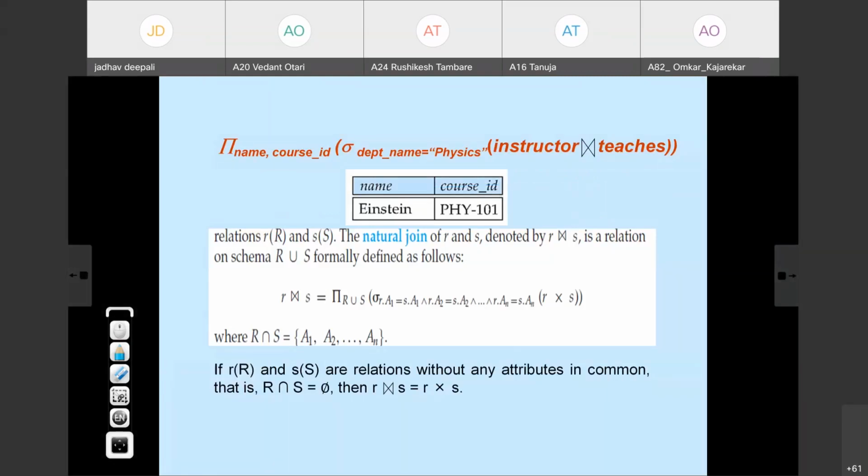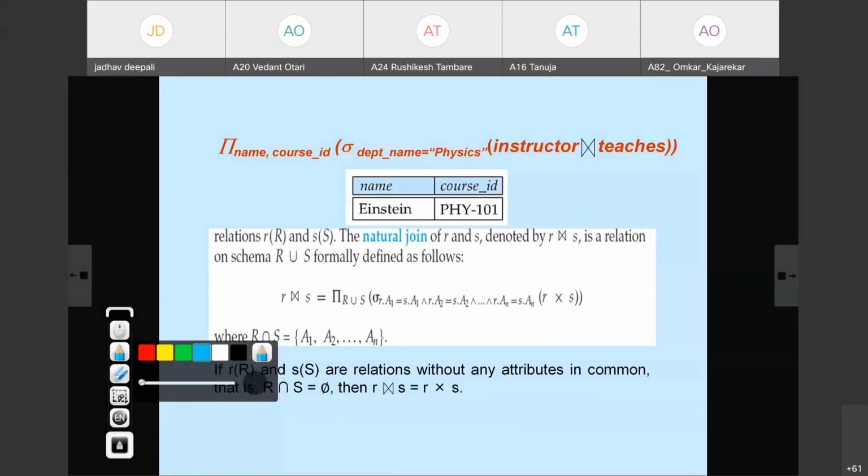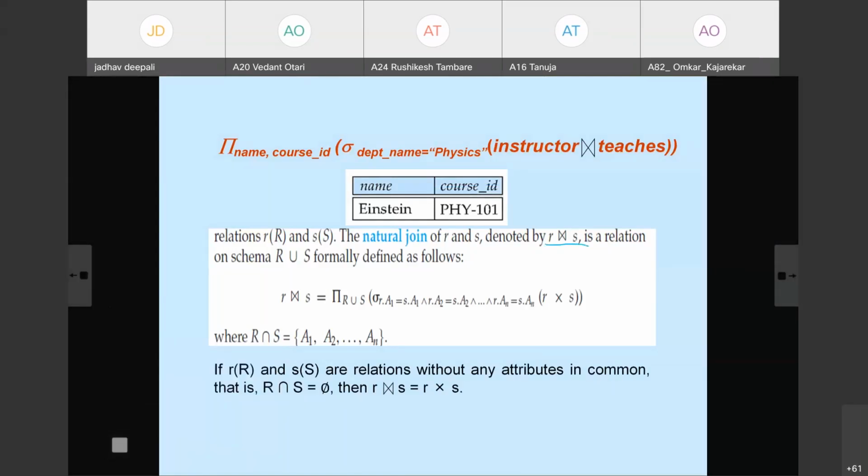Now the formal definition of natural join for relations R and S. The natural join of two relations R and S, denoted by R natural join S, is a relation whose attributes are R union S. All the attributes from both relations, and the union automatically removes the duplicates, so duplicate attributes are removed. Forcing equality on those attributes which are common, we consider that A1, A2, up to An are the attributes in common, and then take its Cartesian product.